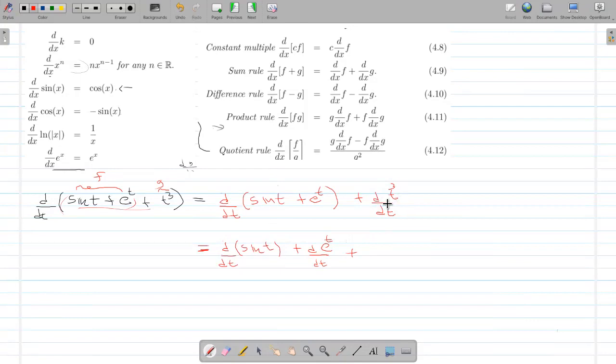Now this one I can differentiate, no? Because it's listed here, this t^n guy. So I bring down the 3 and t squared, okay? Now the derivative of sine is cos, plus e^t, plus 3t squared, okay? Here again you can just jump and differentiate the individual functions.